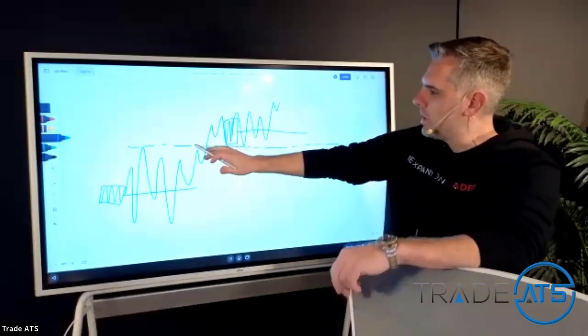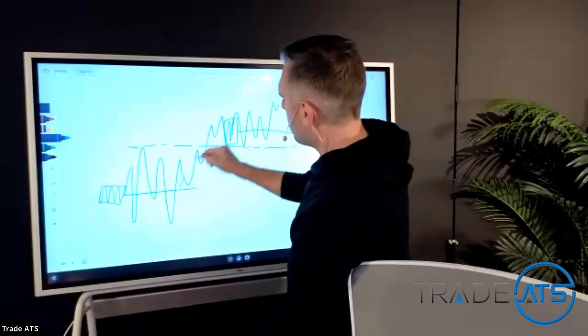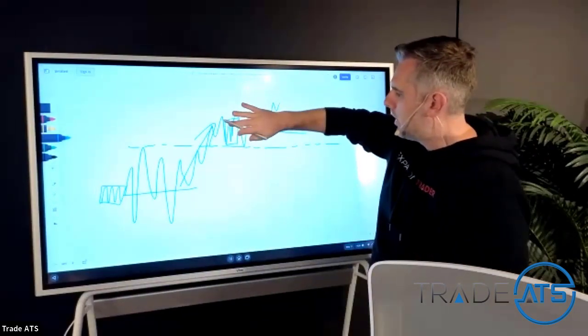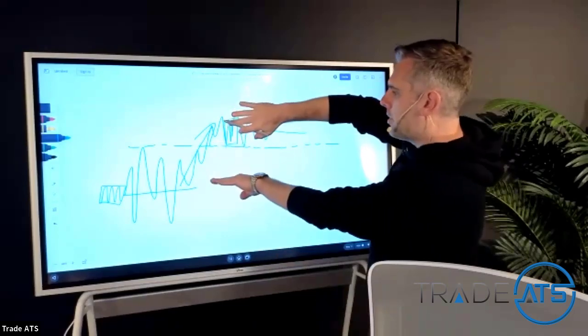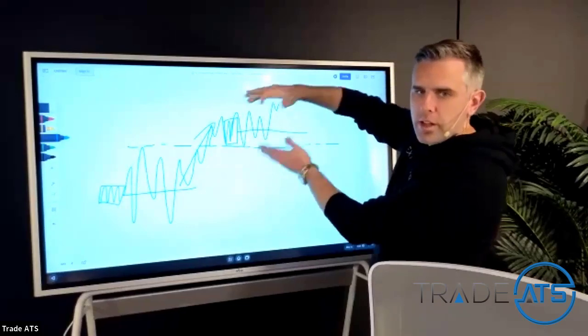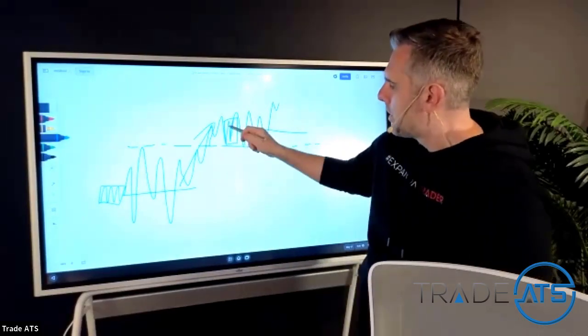So that's what we want to see: in the distribution, when this goes up, we want to see the cycle, we want to see separation from those cycles, and we want to see that it's holding its ground at a new level. And this shows us that there's institutional intent.